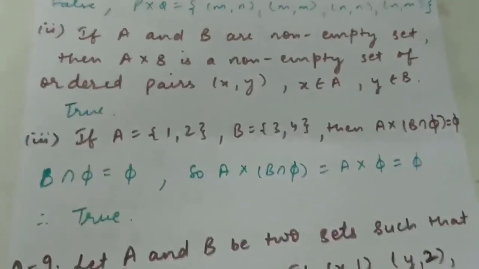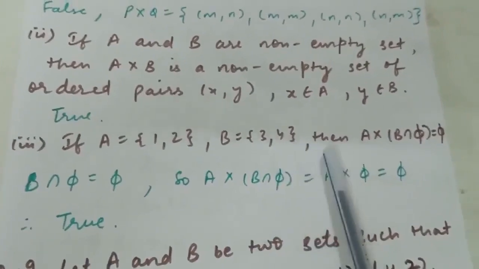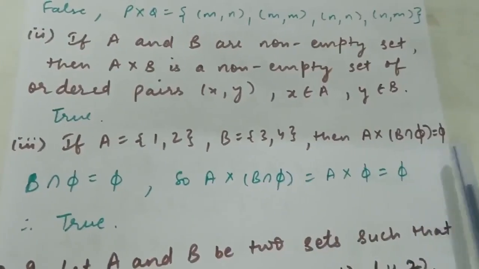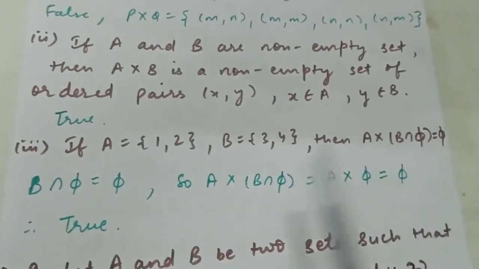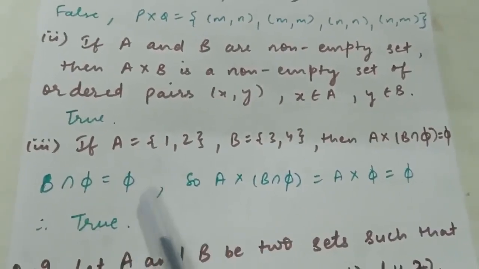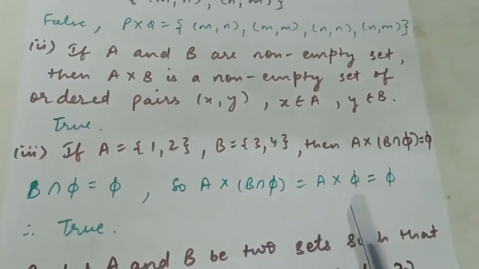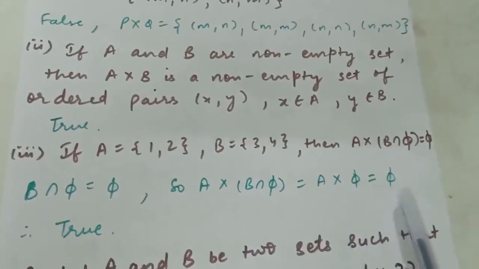Next is the third part, if A is the set {1, 2} and B is the set {3, 4}, then A cross (B intersection phi) is equal to phi. So this statement is also true. Why? Because B intersection phi is phi. So A cross (B intersection phi) is A cross phi, and A cross phi will be phi.